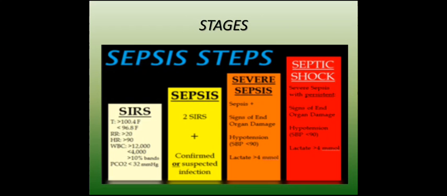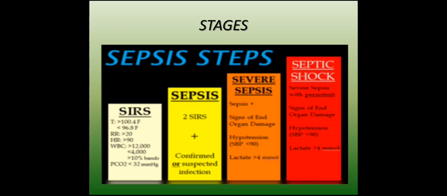And what are the steps? There are 4 steps in sepsis. First is SIRS, that is systemic inflammatory response syndrome, where the patients present with high temperature, more than 100 degrees Fahrenheit, or low temperature, that is 96.8 Fahrenheit or below, and respiratory rate is increased, that is more than 20. Heart rate is increased, more than 90 beats per minute, and WBC count is also increased, more than 12,000, or decreased, less than 4,000.